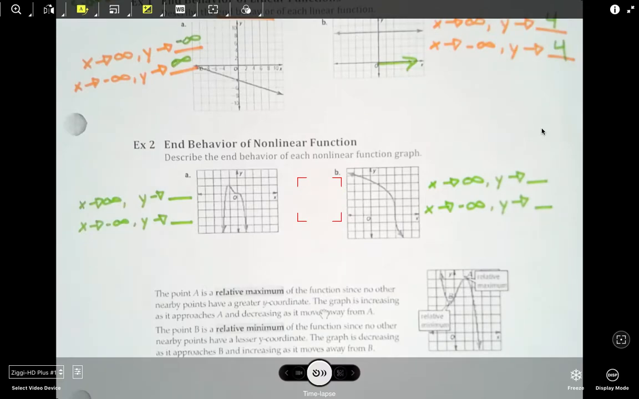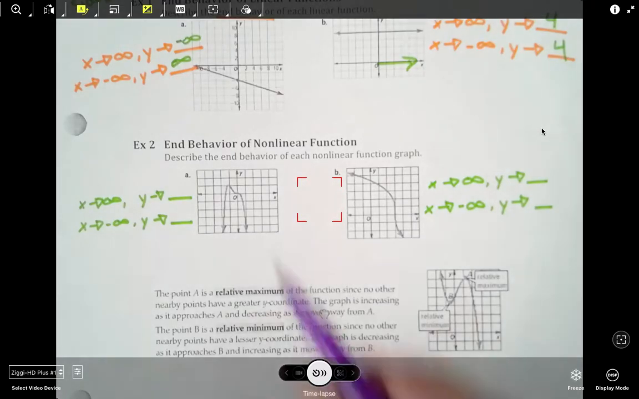Negative infinity, this slot means it's going down as it's going to the left. Okay, so that one would be x. With the x, that's left. Yep. Okay. All right. Good.